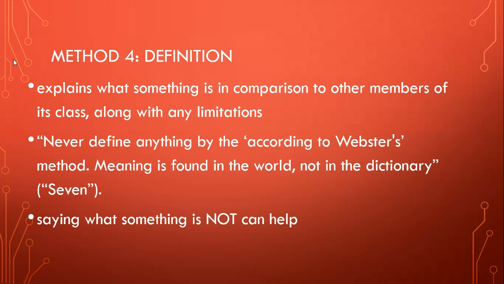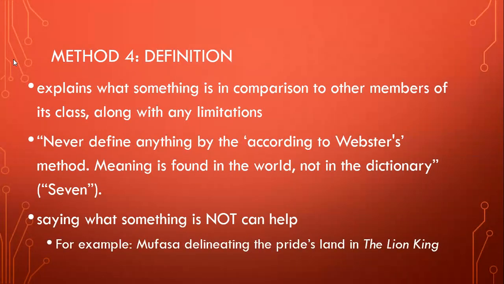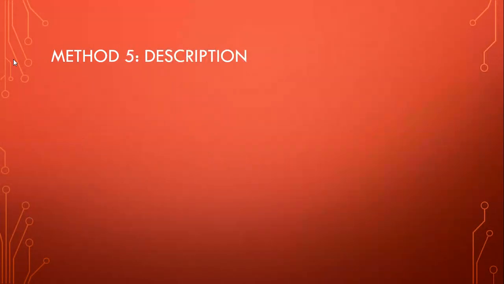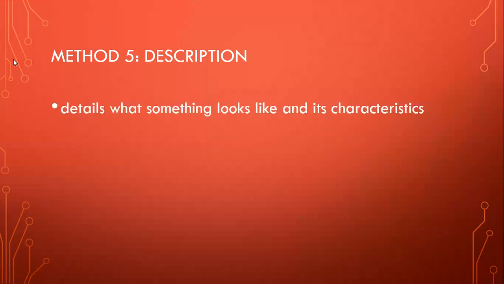And sometimes when you're giving a definition, saying what something is not can help. So if you're trying to define what a cat is, you can say a cat is not a bird. That can help with the definition. If you think about The Lion King, when Mufasa is delineating the Pride Land, he's giving it essentially a definition. Everything that the sun touches is ours. Anything that is beyond that is not. Definition.